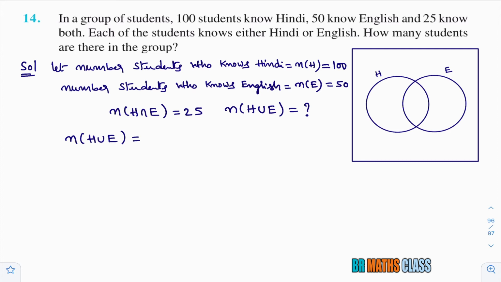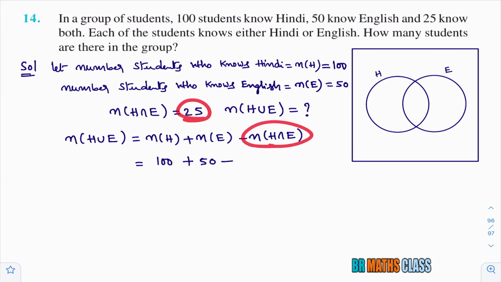We have a direct formula for this: n of H plus n of E minus n of H intersection E. n of H they gave in the question as 100 and n of E as 50, plus 50 minus n of H intersection E, which is 25, minus 25. 100 plus 50 is 150. 150 minus 25 is 125. So the number of students who know Hindi or English is 125.